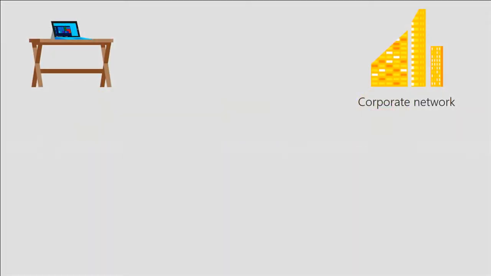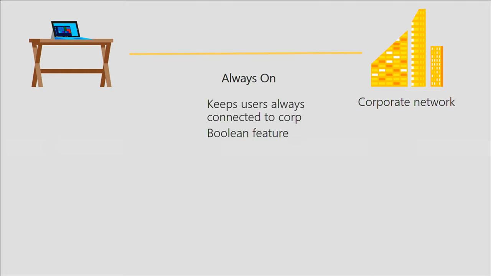All right, so let's see what the configuration looks like. You'll have an always-on configuration in order to get that always connected scenario that we just discussed. With this, the users are always connected to Corp wherever they are. It's also a Boolean feature, so it's either on or it's off. There's no additional configuration needed there.